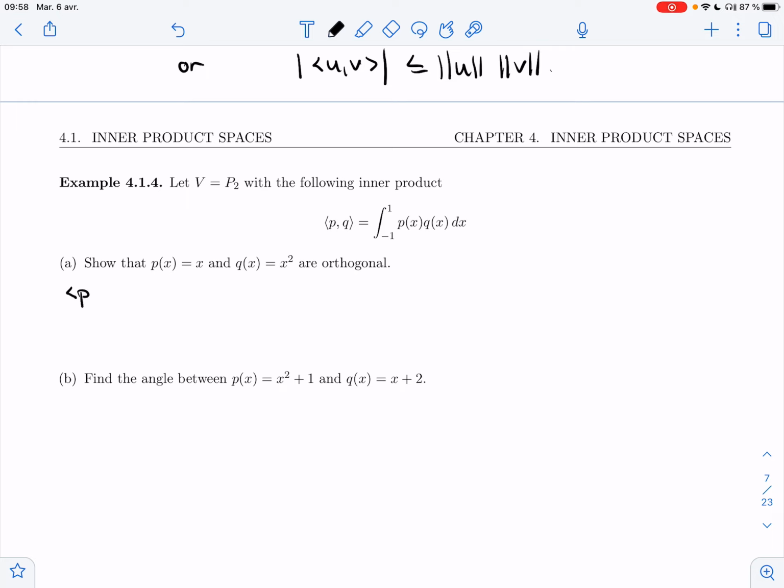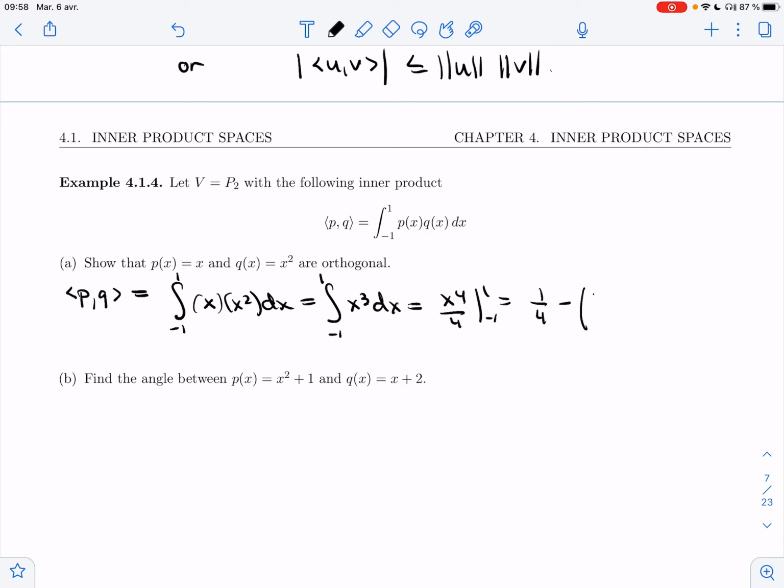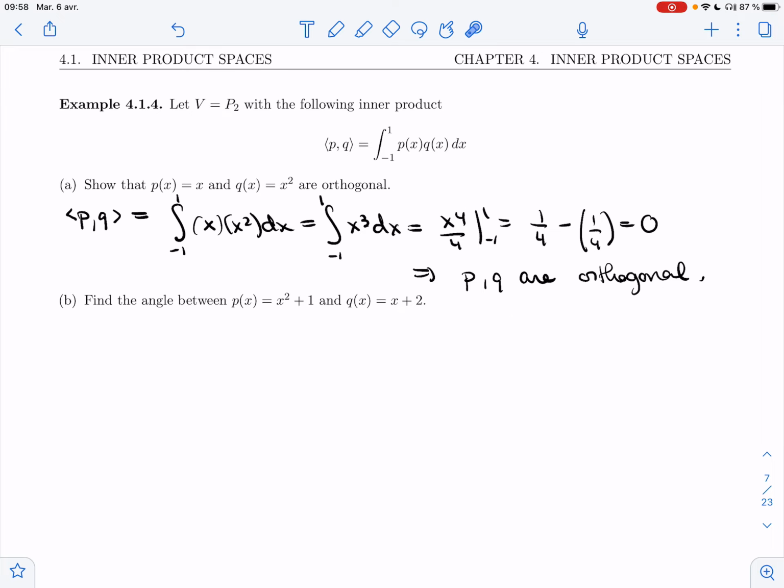So we want to check what the inner product of P and Q gives you. That's the integral from -1 to 1 of x times x squared. So that's the integral of x cubed, which is x^4 over 4 from -1 to 1. We get 1/4 minus 1/4, and so we get 0, so yes. All right, so same as what we did in Linear 1, but it's just that the dot product is more complicated or more strange. It could be anything.